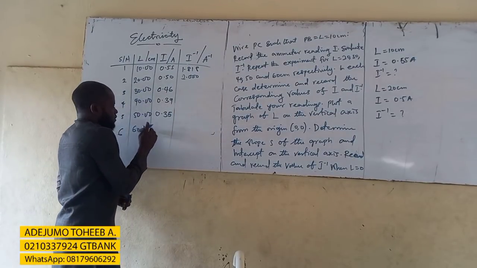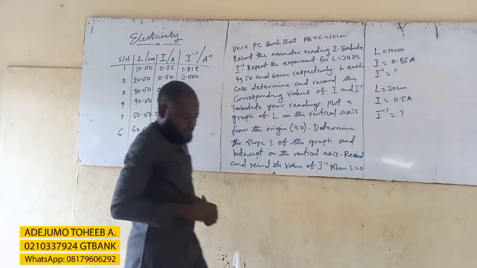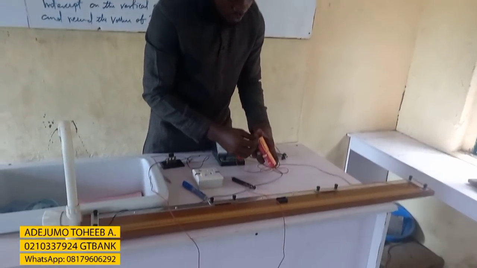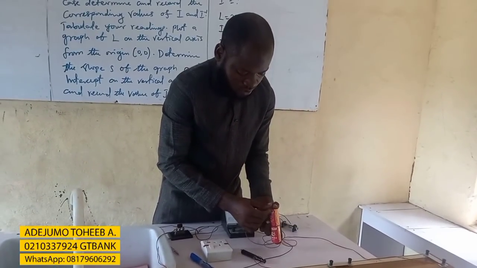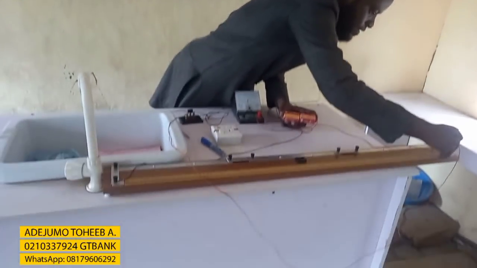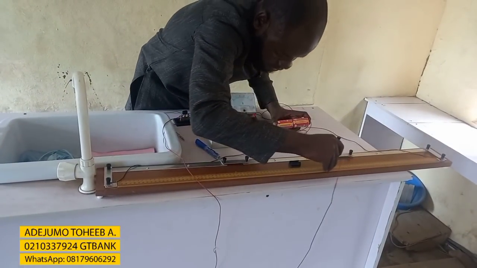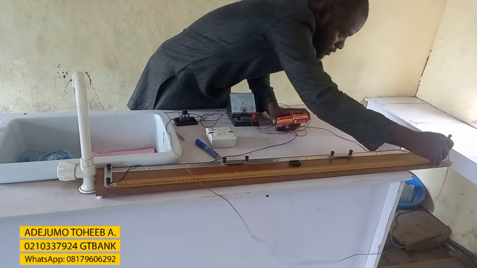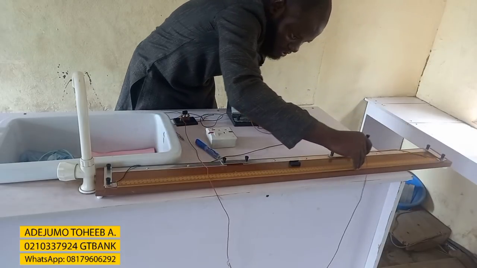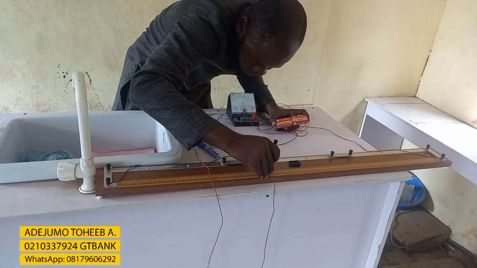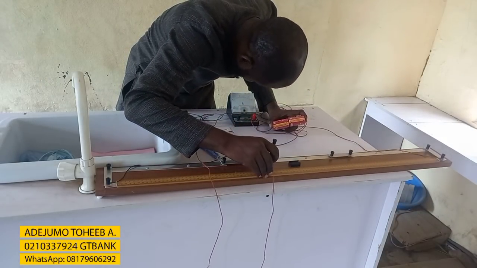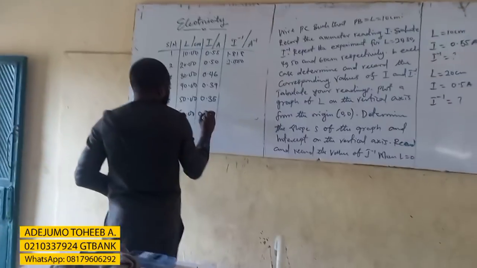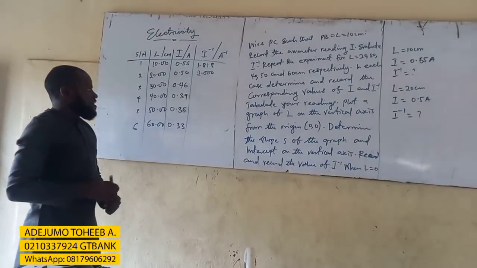So the last but not the least, that's 60. So you take it to 60. Drag from beginning, down to 60. Check it again, it's not moving. I think the battery is running down already. Alright, so we have 0.33. So can you see this now?